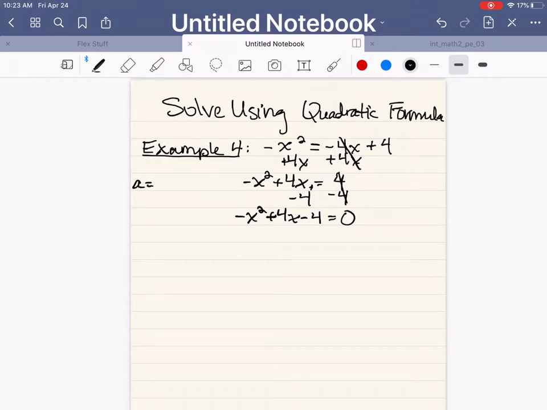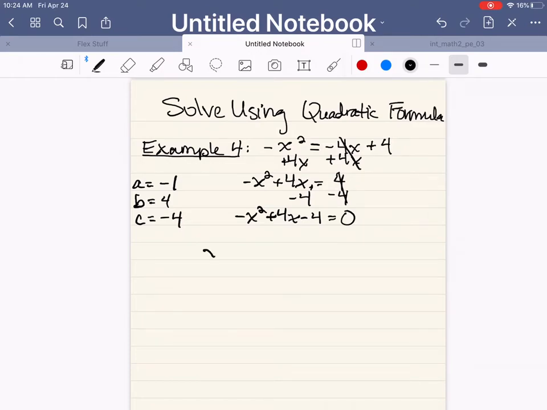A is negative 1 because there's a negative sign, and if there's no number in front of the x squared, right here, it's going to be 1. B is in front of the x, which is 4, and C doesn't have an x, so it's negative 4. Okay, let's plug it in.